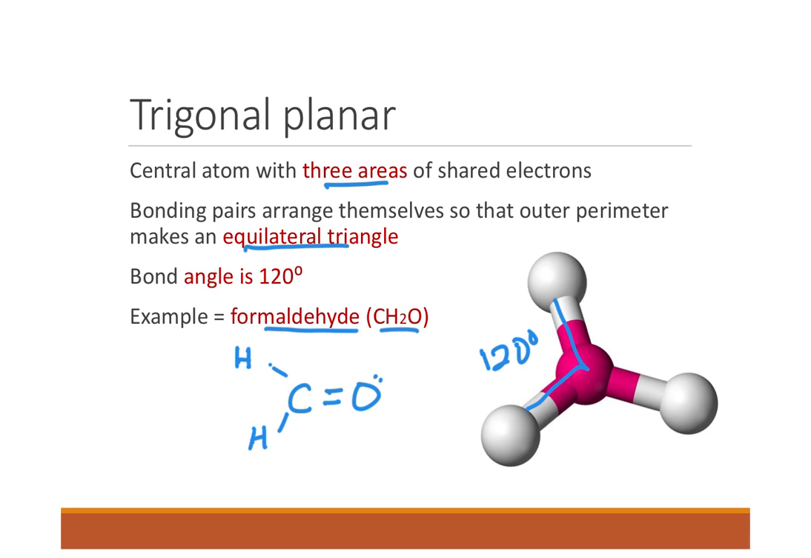Oxygen does have lone pairs of electrons, but lone pairs only matter when they're on the central atom, so the carbon will not have any lone pair electrons to affect it. So we just have 3 areas of shared electrons because this double bond is counted as 1 area of shared electrons. And so it arranges itself as this trigonal planar shape. It kind of looks like a triangle. That's where the trigonal comes from. And it's flat, like a plane.